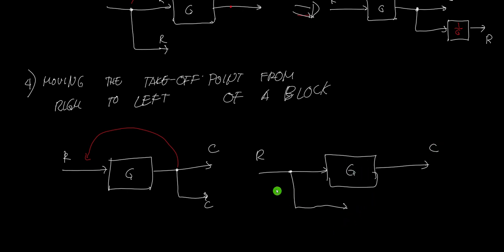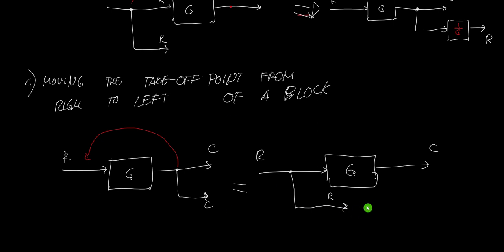And in this case, this signal here should be R, but we want it to be C so that they are equal. We just move the takeoff point, but we should make the system the same system. So the output should be the same as the output, and the input the same as the input. Whatever is in between doesn't matter as long as the output and the input are the same.